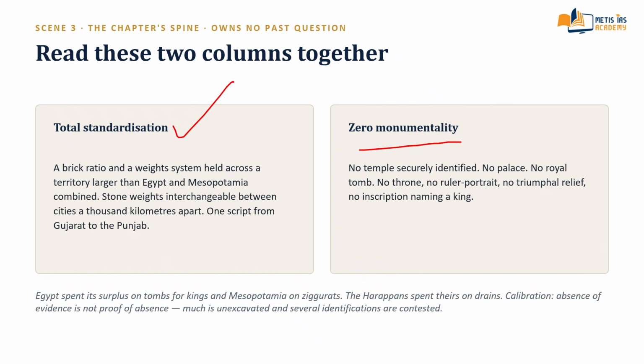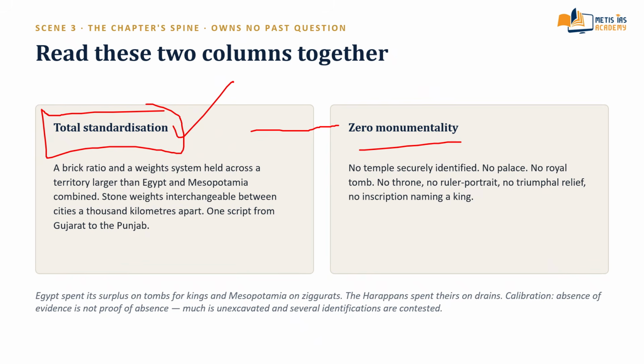What is monumentality? As far as Harappan culture is concerned, nothing monumental at all. No temple has been securely identified, no palace, no royal tomb, no throne, no colossal ruler statue, no triumphal relief, no inscription naming a king, no image of a battle. If you set this side by side, you have the deepest puzzle in Indian archaeology. The uniformity implies an authority, that is, the total standardization, but the archaeology shows no authority.